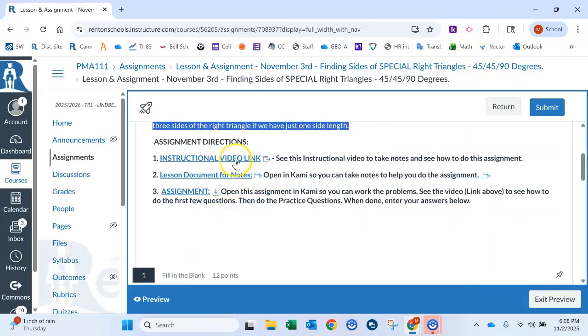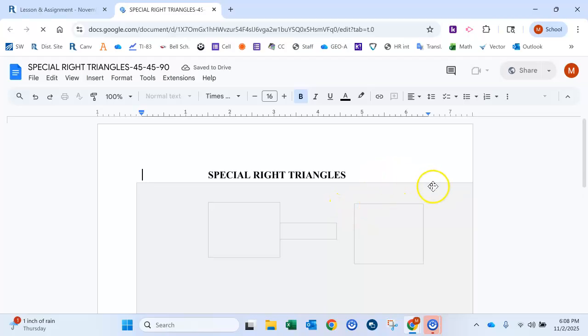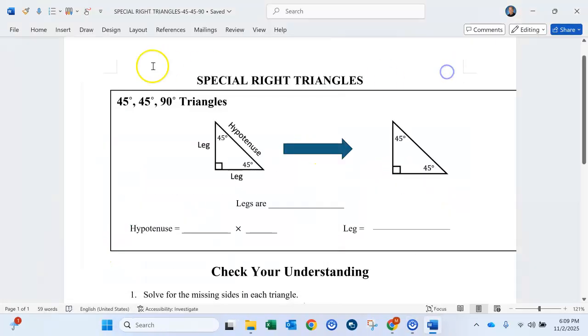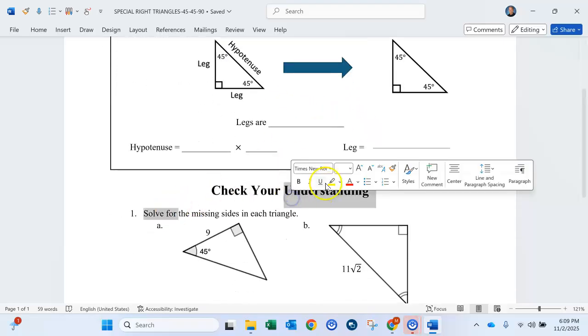First thing you should do is open these lesson documents right here to take some notes in Kami. So I'll open that up here. Okay, so I am going to take notes here, and then I want you to make sure you take notes in that document we just opened, okay? And you can also translate your document if you need to.